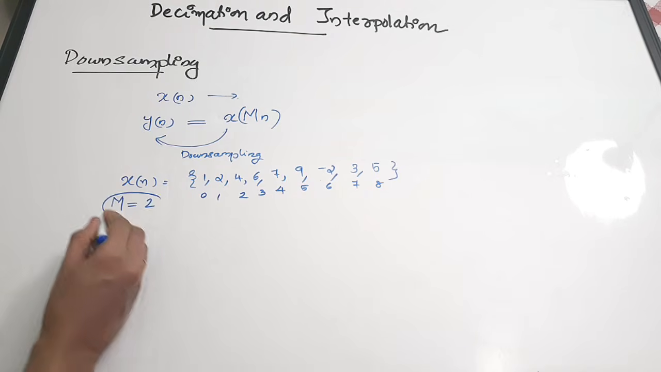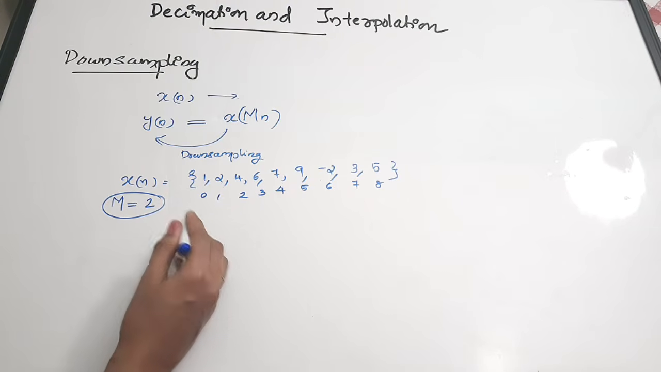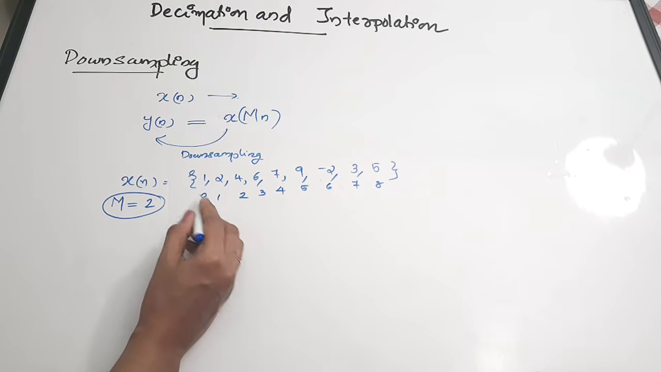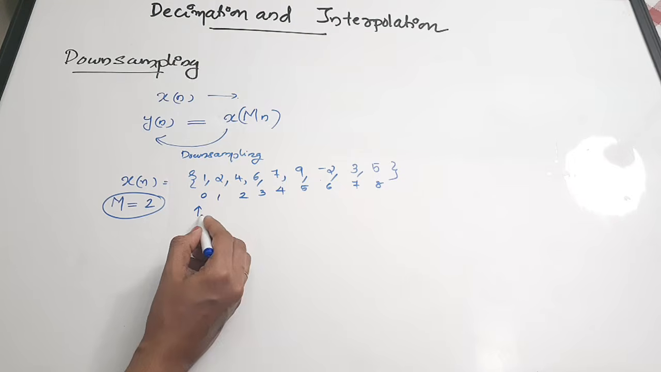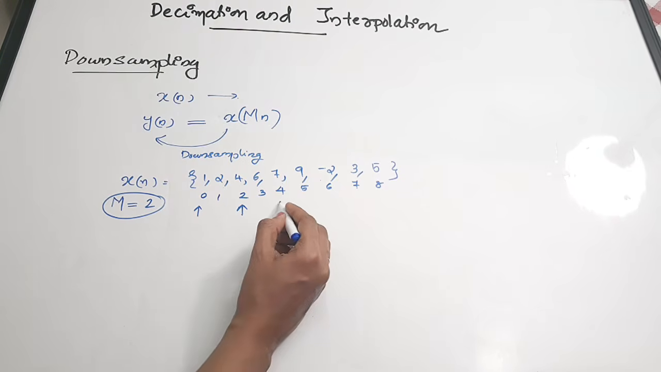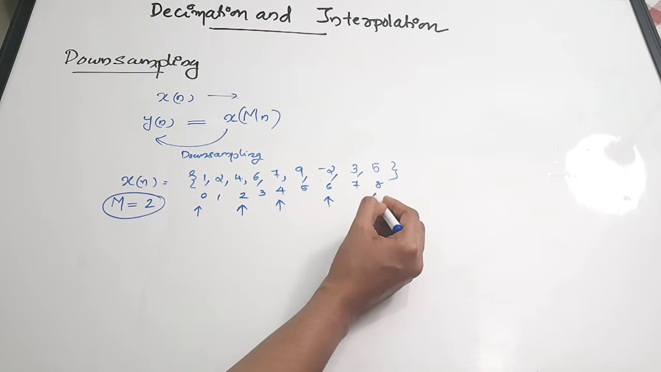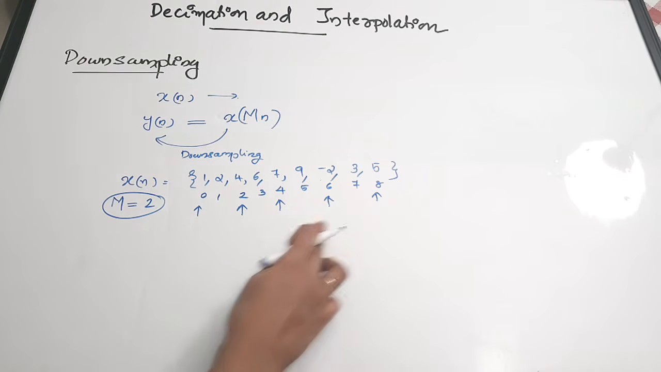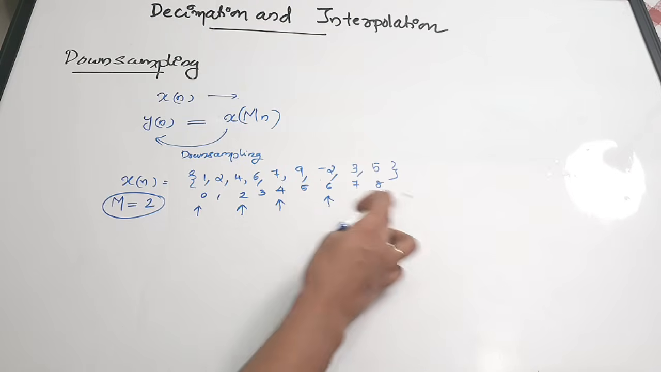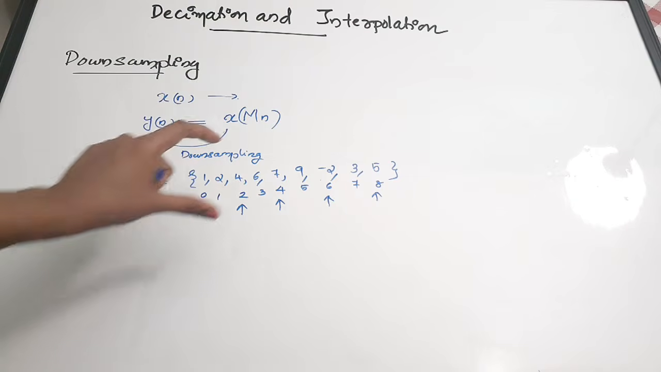If the downsampling rate is 2, you have to take all the multiples of 2. First is 0, we take that data, then the next multiple of 2 is 2. After that, 4 is again a multiple of 2, then 6, then 8. So we see which positions are multiples of 2, and we pick the data at those positions.